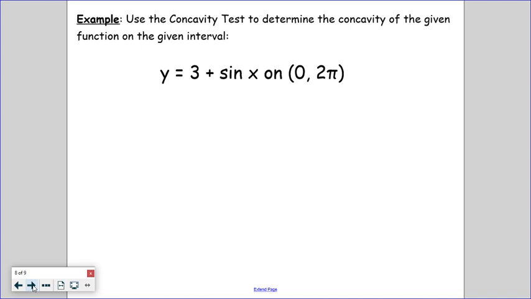So again, thinking about concavity, the first thing is just to get to my second derivative. So that would be where I would start all of these problems. What's the first derivative? What's the second derivative? So the derivative of 3 would be 0. Derivative of sine of x is cosine of x. Our second derivative, we take the derivative of cosine and get negative sine of x.